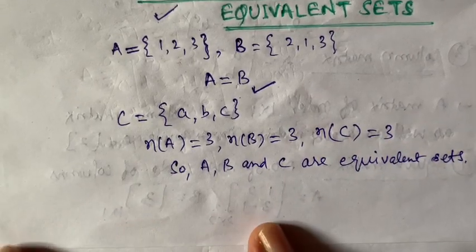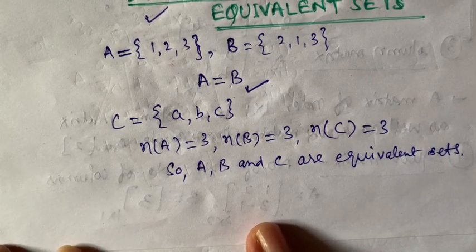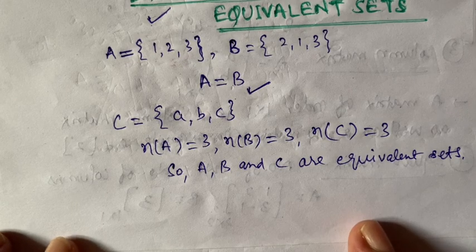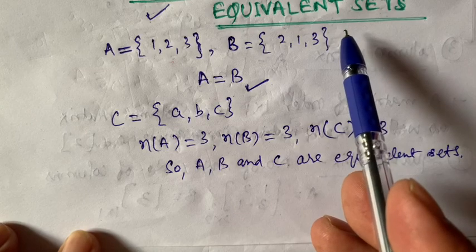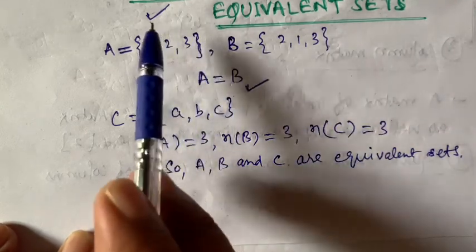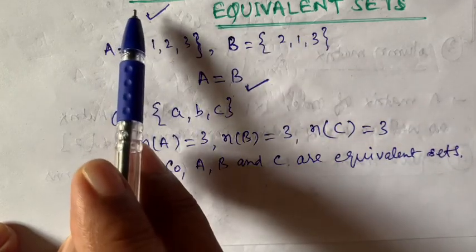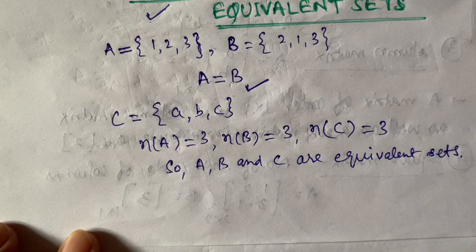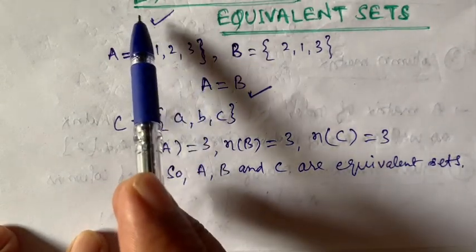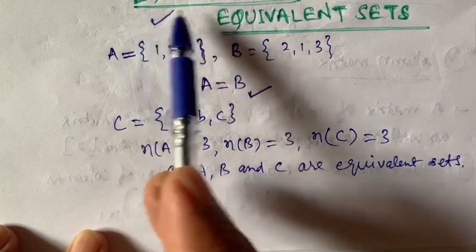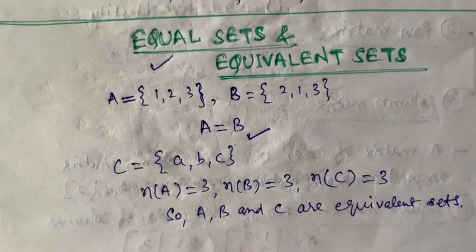That means equivalent sets, equal sets. Equal sets will always be equivalent, but equivalent sets may or may not be equal. So equality guarantees equivalence, but equivalence does not guarantee equality. So we have now acquainted ourselves with the concept of equal sets and equivalent sets.